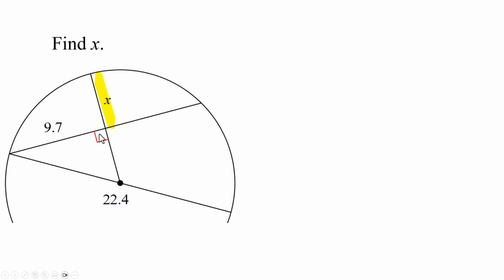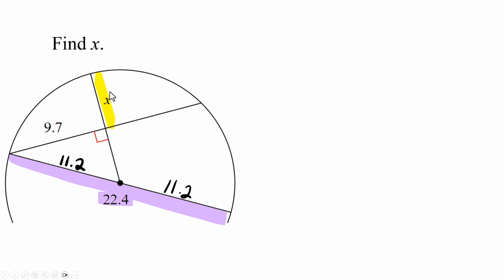Well, I've got 9.7, which is the length of this chord right here. That's not really even a chord, it's just a piece. And this is 22.4. That's going through the center, so that is a diameter. So the whole thing is 22.4. So a radius would be half of that, and that would be 11.2. And this one would be 11.2.